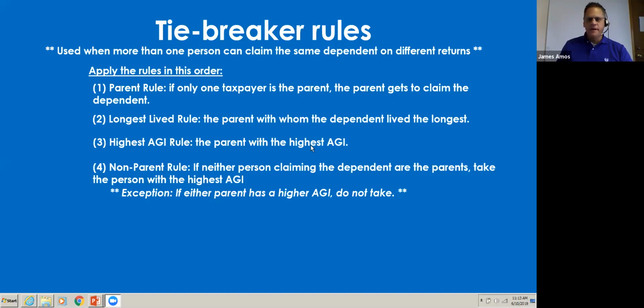The third rule is? Highest AGI rule. Perfect. And what does that one say? The parent with the highest AGI gets to claim the child. Perfect. And then the fourth rule is? The non-parent rule. Which says? The person with the highest AGI can claim the dependent. Yeah. That's exactly right. Good job. Okay.